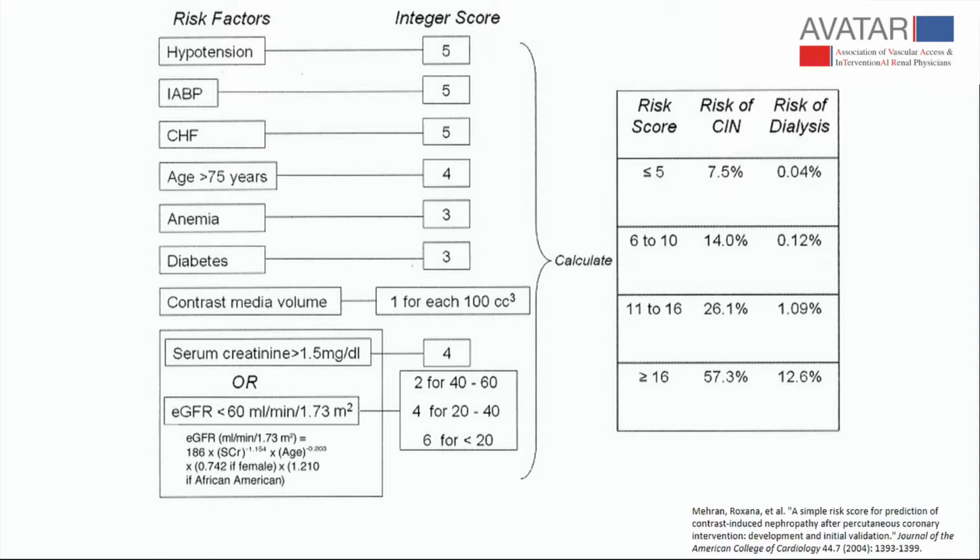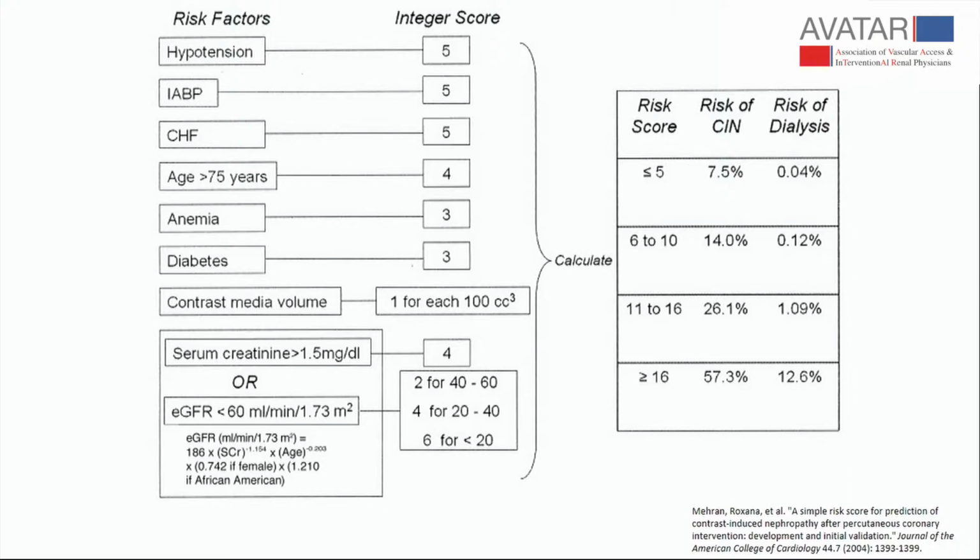This is the Marin risk score approximation, looking at whether the patients are at risk for contrast-induced nephropathy. And you sort of take these integer scores of hypotension, intra-arterial blood pressure, CHF, age, anemia, diabetes, add them all up and look at where their risk scores are. And this is the risk of contrast-induced nephropathy. And the contrast media volume is 1 point for each 100 cc's being used, okay?